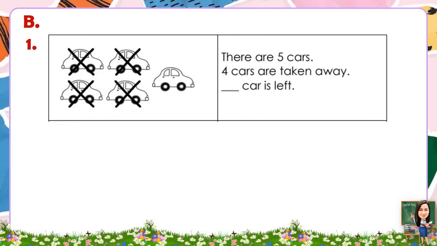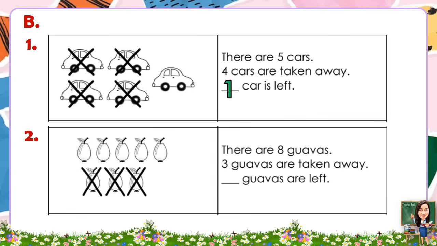Letter B. Number 1. Look at the illustration. There are 5 cars. 4 cars are taken away. How many cars are left? The answer is 1 car is left. Number 2. Look at the illustration. There are 8 guavas. 3 guavas are taken away. How many guavas are left? Correct. 5 guavas are left.